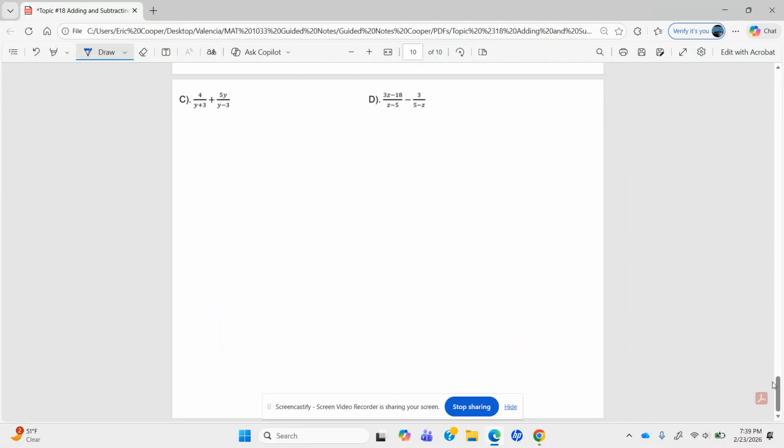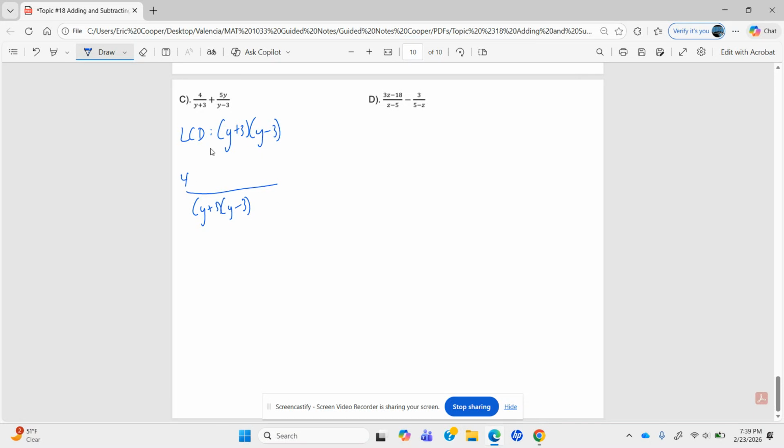Let's do two more. So here we need common denominators. Now in this case, these are already factored, and that's as far as it will go, and they're each unique. So I'm going to use both as part of my LCD. So my LCD is going to be y plus 3 and y minus 3.